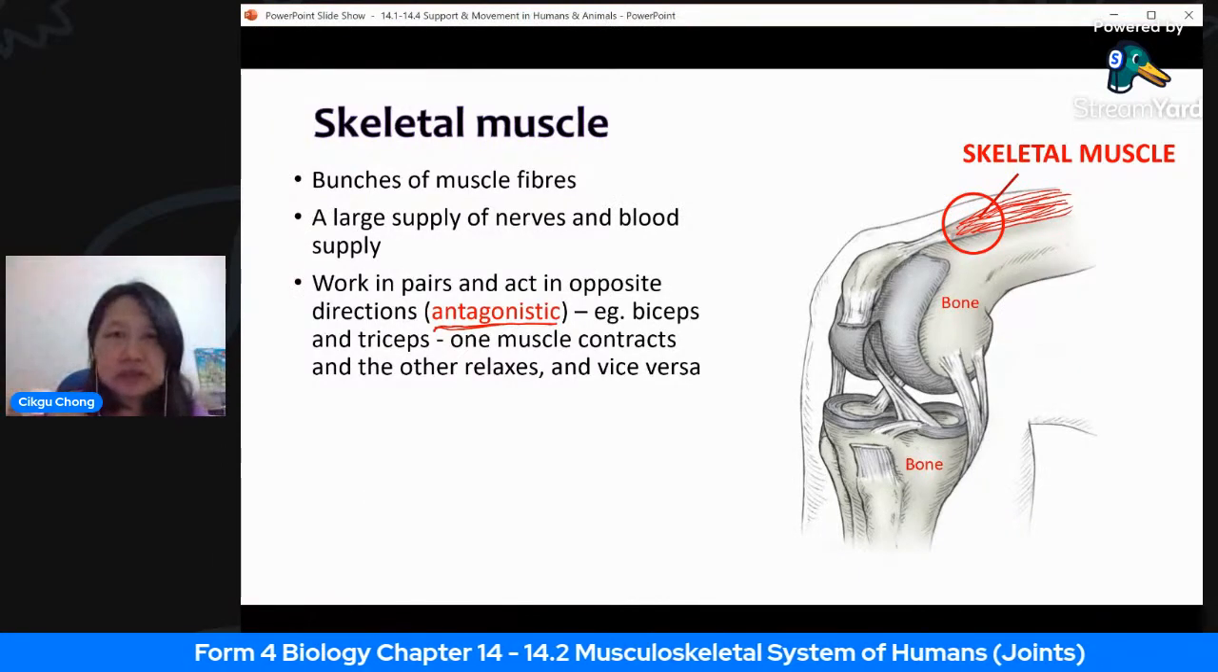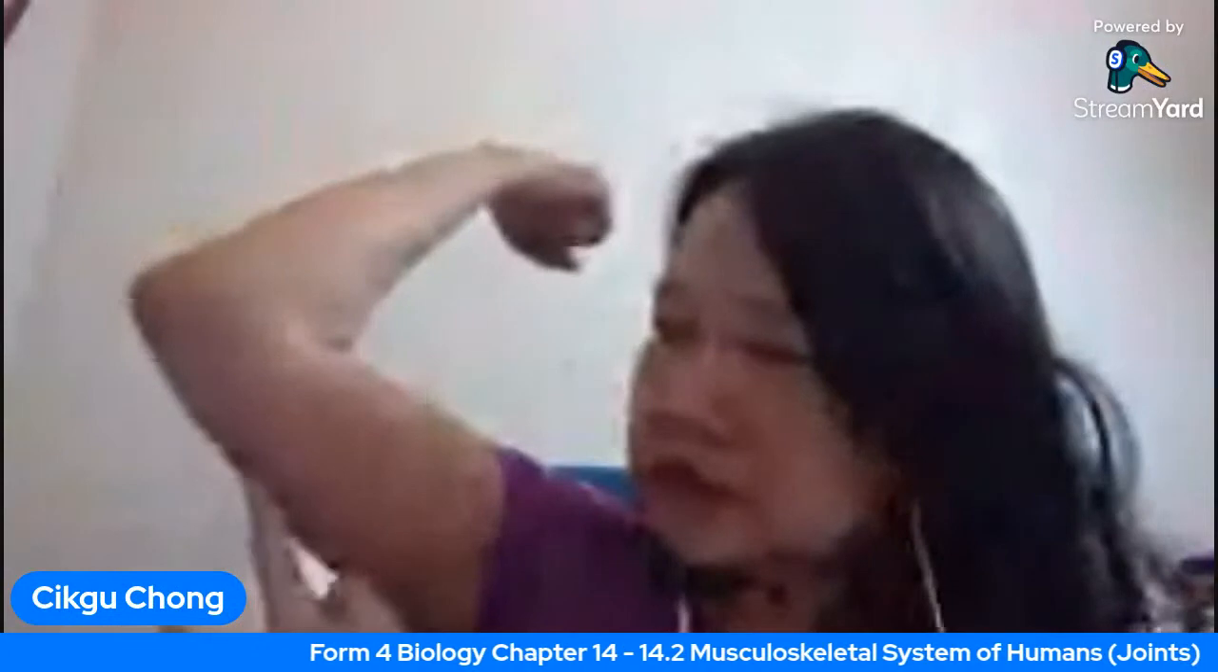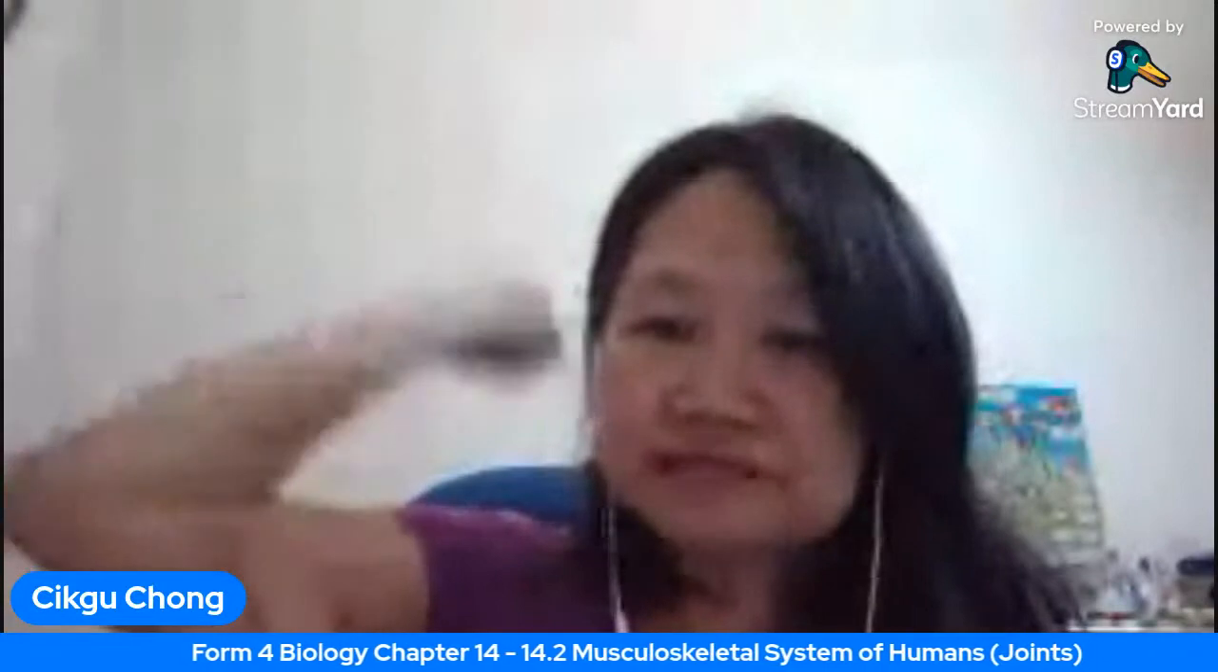okay, maybe I just show you a little bit this one. Let you see this one. So when I want to bring down my arm, you can see that. When I want to bring down my arm, this one cannot push. What happens is the other muscle will have to contract. So when it contracts, it pulls. You see, you can see this. When it pulls, this muscle on top must allow it to go. So this one has to relax. Okay, so contract. This one will relax at that time.